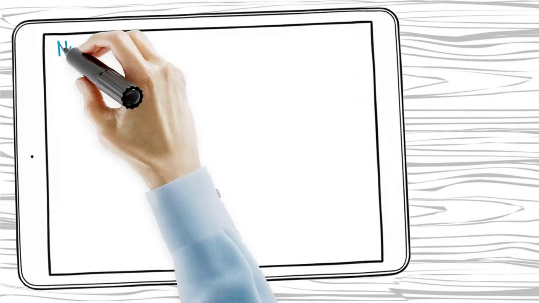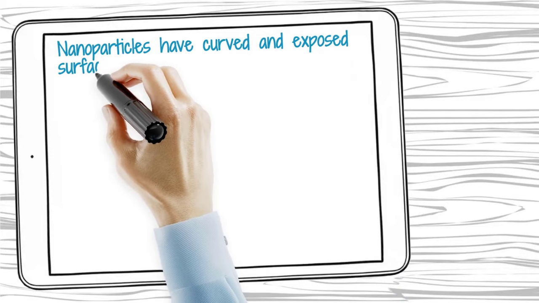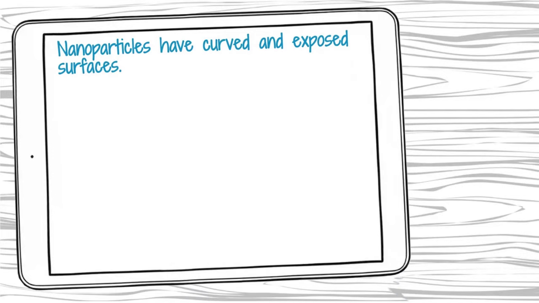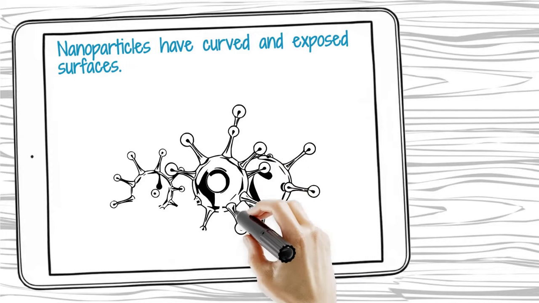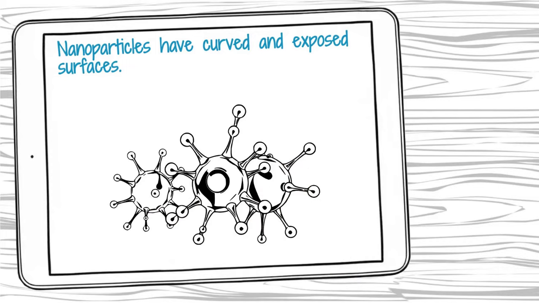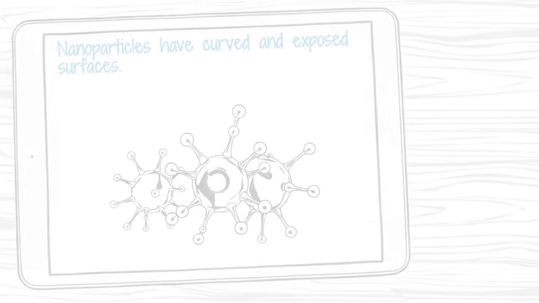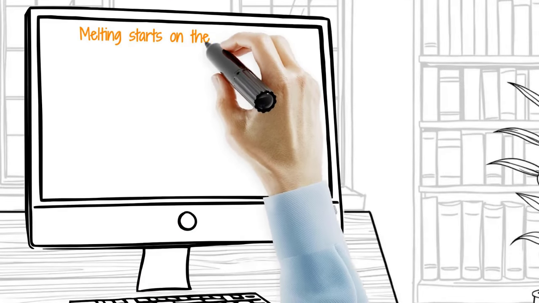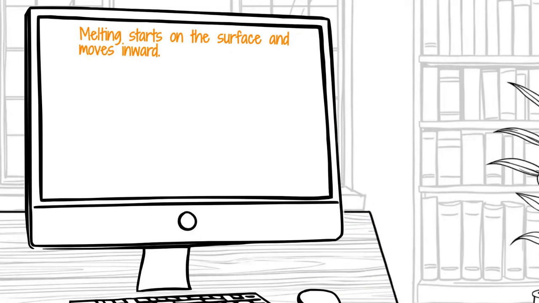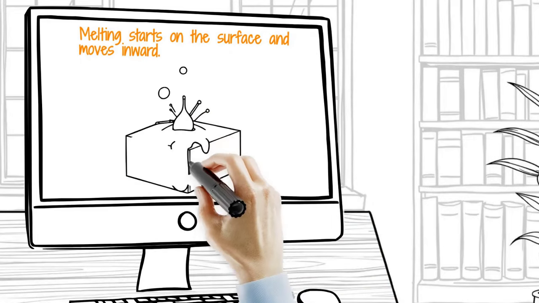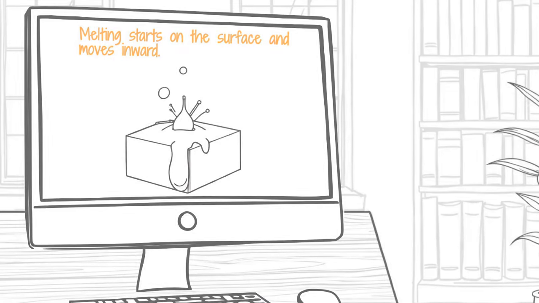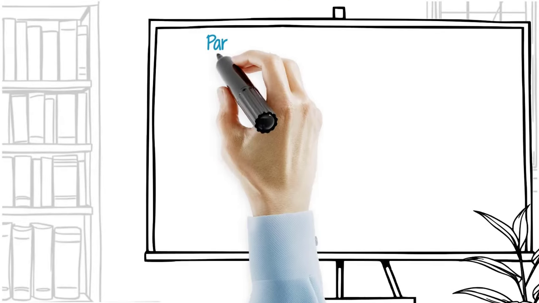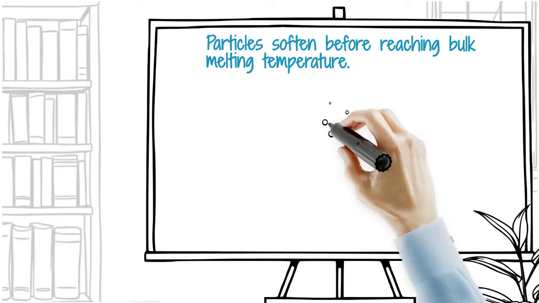Because nanoparticles have highly curved and exposed surfaces, their atoms tend to be more energetic and less stable than those in flat bulk materials. These surface atoms are more mobile and can be disrupted more easily by heat. This causes melting to begin on the surface and proceed inward, a phenomenon known as surface premelting. The smaller and rounder the nanoparticle, the greater the instability. This is why particles often soften from the outside in, well before reaching the bulk melting temperature.